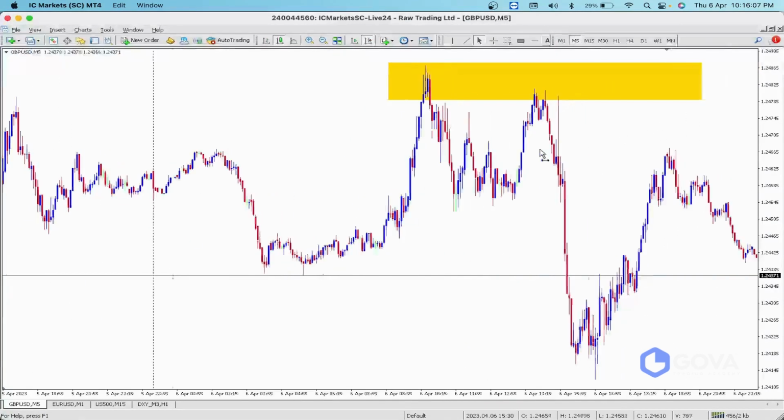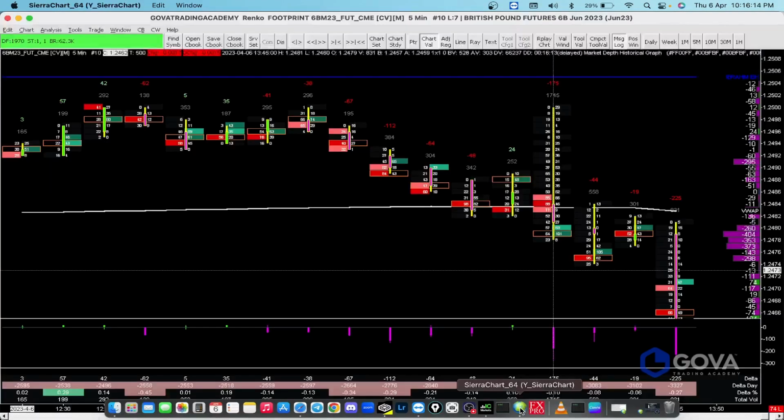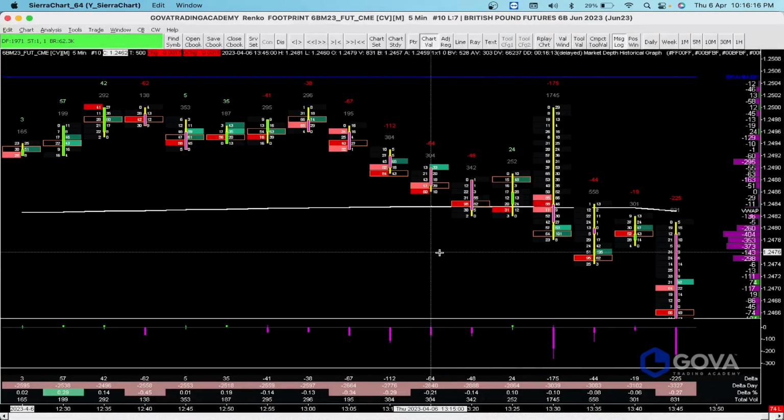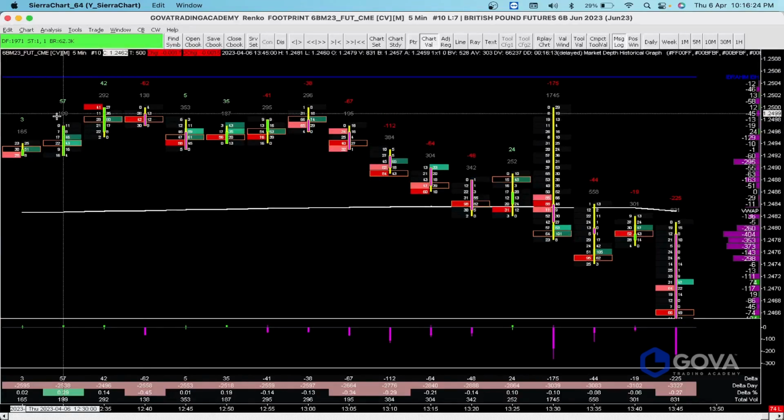But this is information you cannot see if you are using the candlestick chart. But you should be able to see this information clearly using the Sierrachart platform. And this is why I've been preaching to you guys to start using this Sierrachart platform. Don't play with these guys.